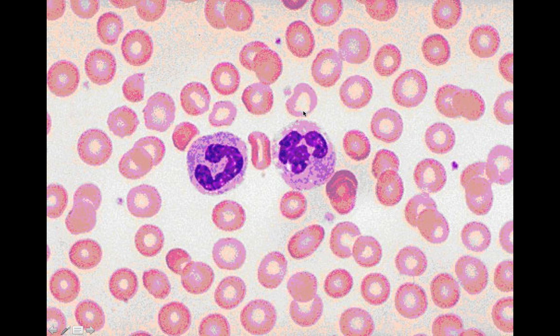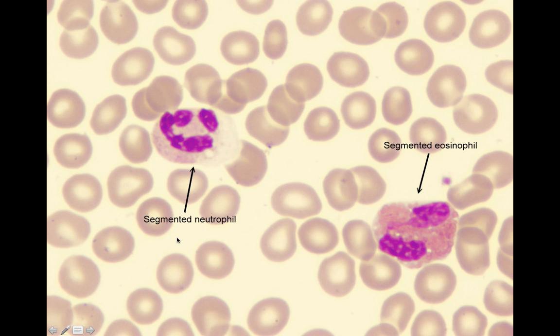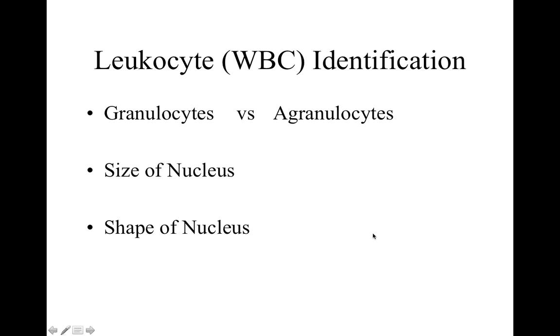So there we have some neutrophils. You got a basophil there. Neutrophil. Here's an eosinophil. So the neutrophil has a nucleus that has many lobes. And then the eosinophil is bilobed with a really thin connection.